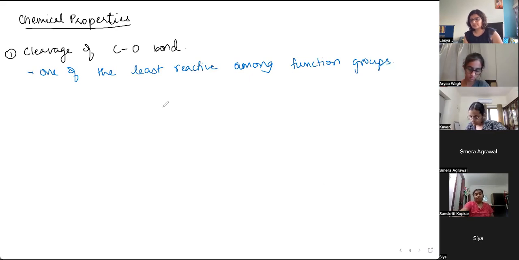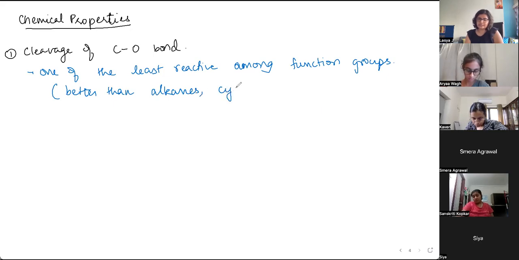So the only substances that are less reactive are, so they are better than hydrocarbons like alkanes, not even alkenes, alkynes. They're only better than alkanes, cycloalkanes, and fluorocarbons.